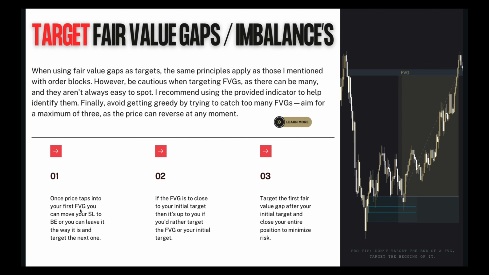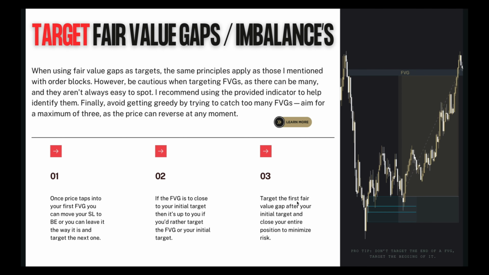Now, same thing here. Once price taps into your first fair value gap, you can move your stop loss to break even, or you can leave it the way it is and target the next one. The second option you have is if the fair value gap is too close to your initial target, then it's up to you if you'd rather target the fair value gap or your initial target. In this case, you could make the case that maybe targeting the fair value gap might be better, but I'd still rather you don't. I'd just rather you go for your initial target and call it a day.